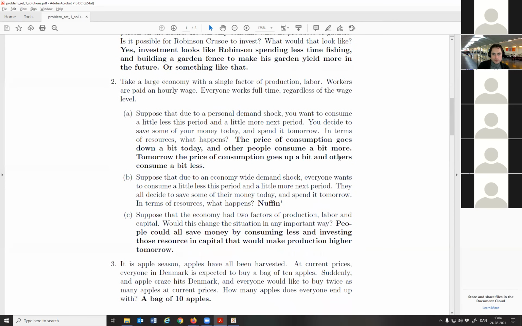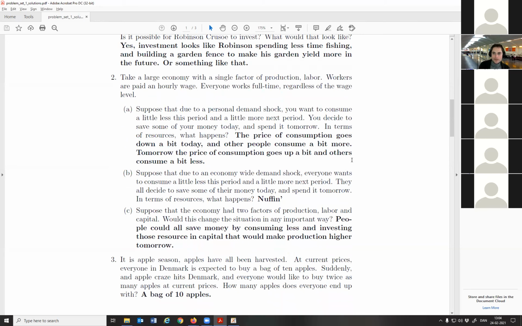Okay, next one. Take a large economy with a single factor of production, labor. Workers are paid an hourly wage rate, and we'll assume that everyone works full-time regardless of the wage level. Suppose that due to a personal demand shock, you want to consume a little less this period and a little more next period. You decide to save some of your money today and spend it tomorrow. In terms of resources, what happens?